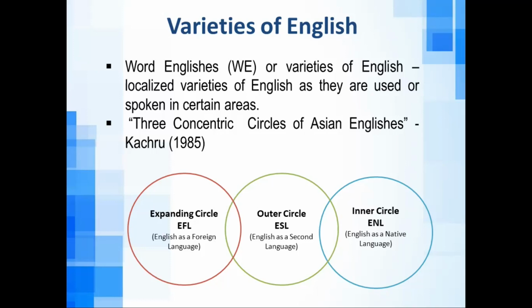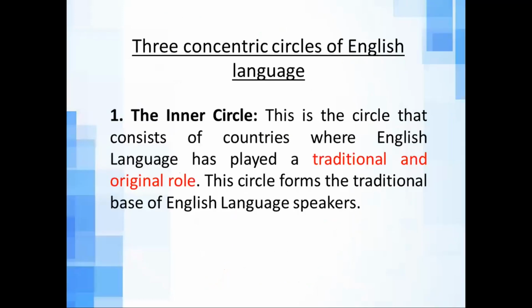Now let's take a look at the varieties of English. Perhaps this isn't a new concept to you. The popular three concentric circles of Asian Englishes was introduced to us by Kachru. Let's take a look at what these circles are about. So the inner circle, guys, is the circle that consists of countries where the English language has played a traditional and original role.